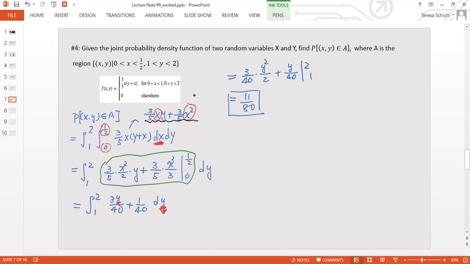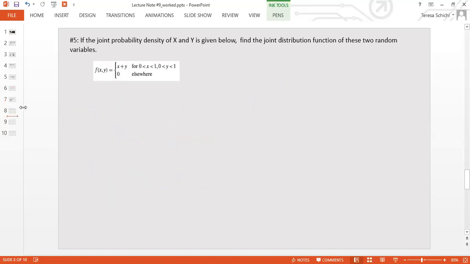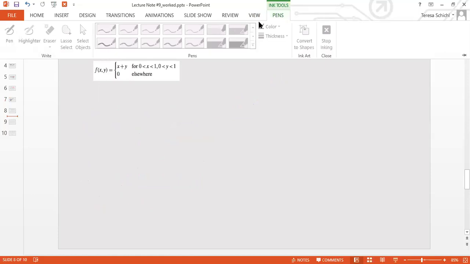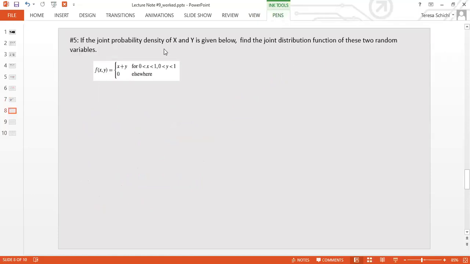Okay, so that's it. Now, it's not bad, right? It's the same thing. Okay, let's take a look at problem 5. If I have the joint PDF of X, Y given below, I'm going to find the joint CDF, the cumulative distribution function. Remember the CDFs, right?